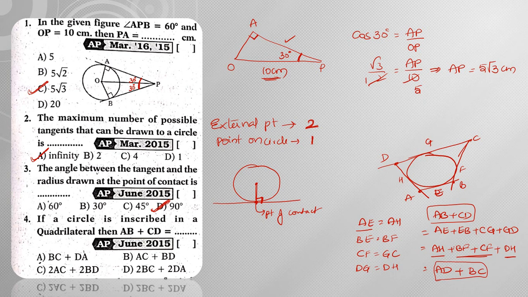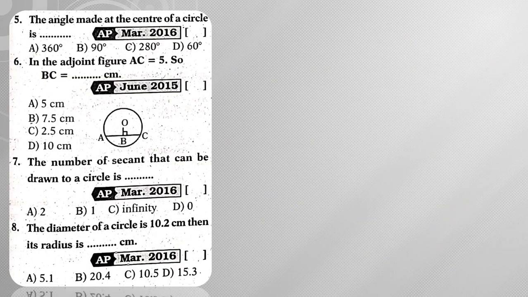Right, so from this what I can say, answer is BC plus DA. So option A will be my answer. Next, moving on to question number 5. The angle made at the center of a circle is. So if I consider a circle, at the center of the circle, what is this angle? So this angle is nothing but a complete angle, which is given by 360 degrees.